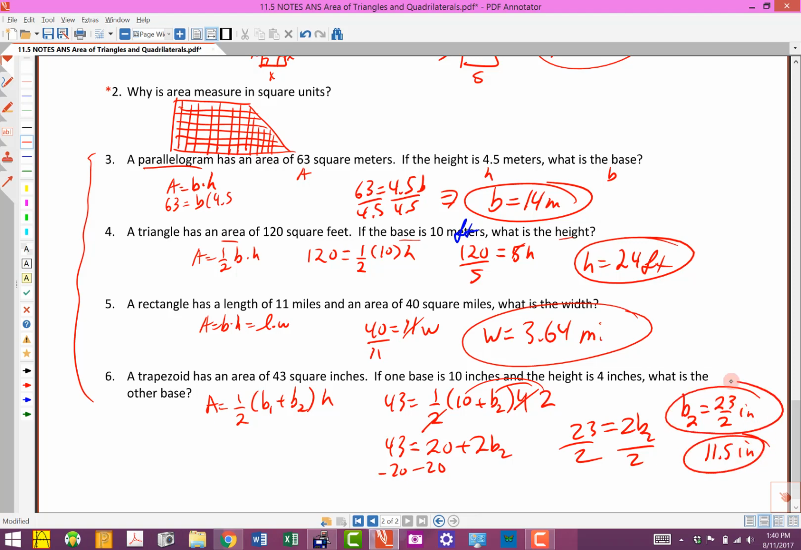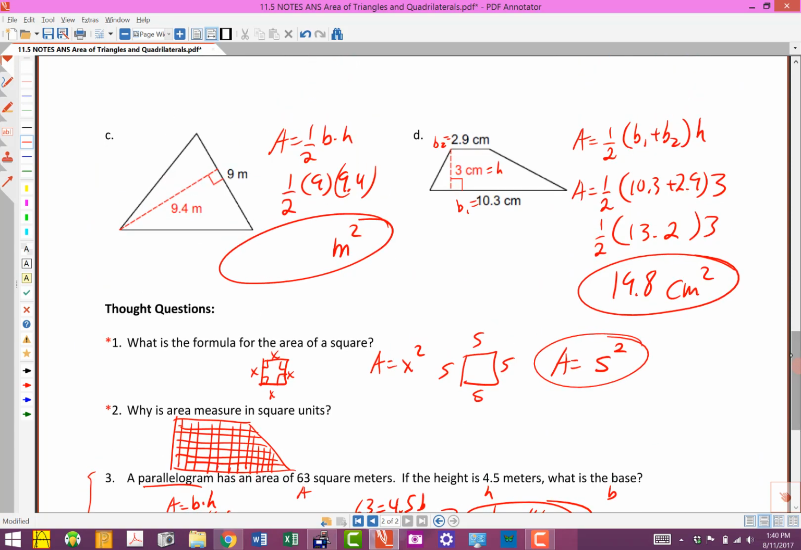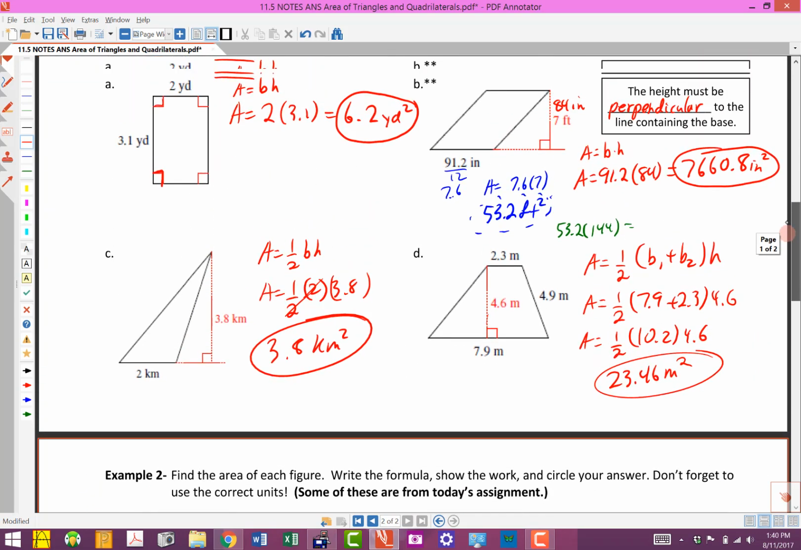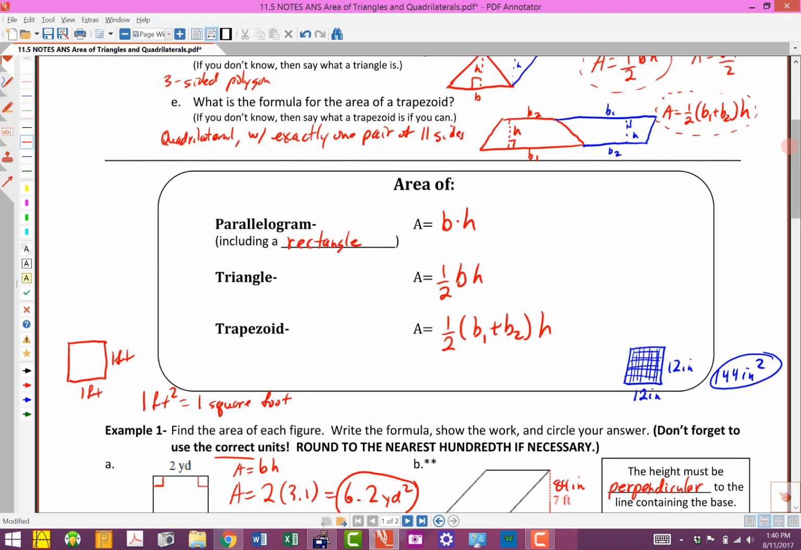Now, I did go through a whole bunch of problems there, but that should really beat this topic to death. You should be pretty good at this. And again, these formulas are really important, so I can't stress enough how important it is that you get these memorized and be able to recall them anytime you're asked.